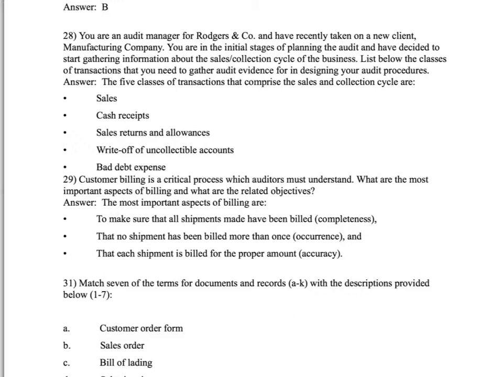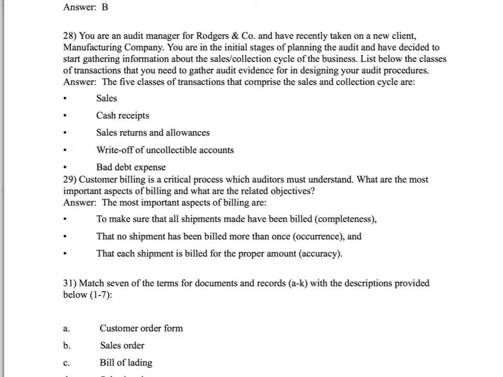The 5 classes of transaction that comprise the sale and collection cycle are the sales, make the sale, cash receipts, you're getting the money, sales returns and allowances. If there are returns, how do you account for those? Setting up a proper allowance. Then you have to consider writing off any of the bad accounts and then what your bad debt expense will be. So it's important that you understand this cycle because it clearly has played into what you've seen in your audit case.